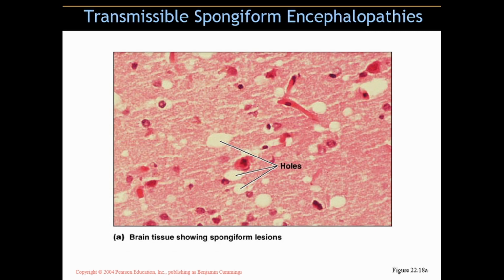And this is what the brain tissue looks like, these spongiform lesions and holes that form in brain tissue, which shouldn't be there. They're throughout the brain tissue, and you can see that here under a light microscope on a slide.